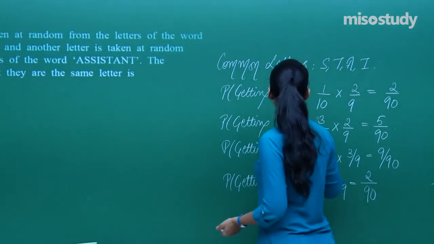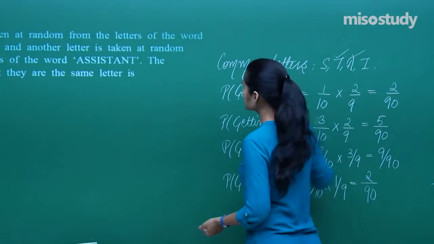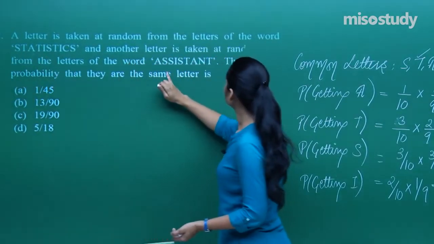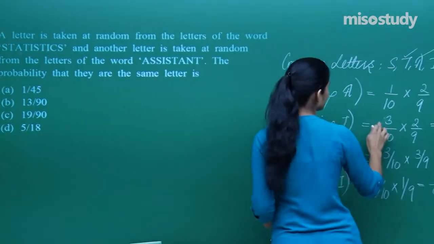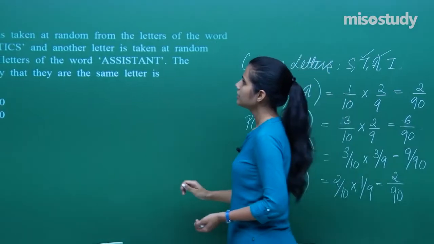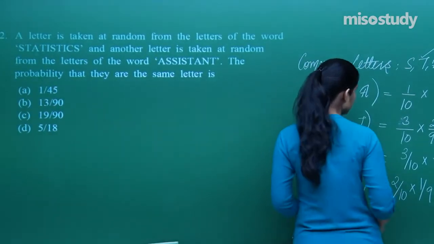After that you went to search for, so A happened, then you went to search for T. T's are 1, 2, 3 T's, and over here there are 2 T's. So, 3 T's and 2 T's, this is 6 by 90. And then you chose S and then you chose I.